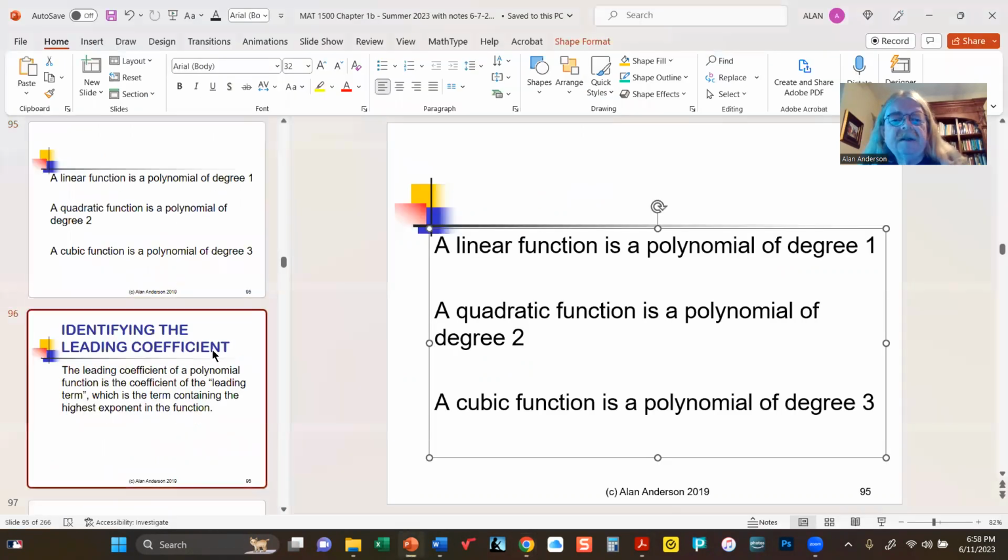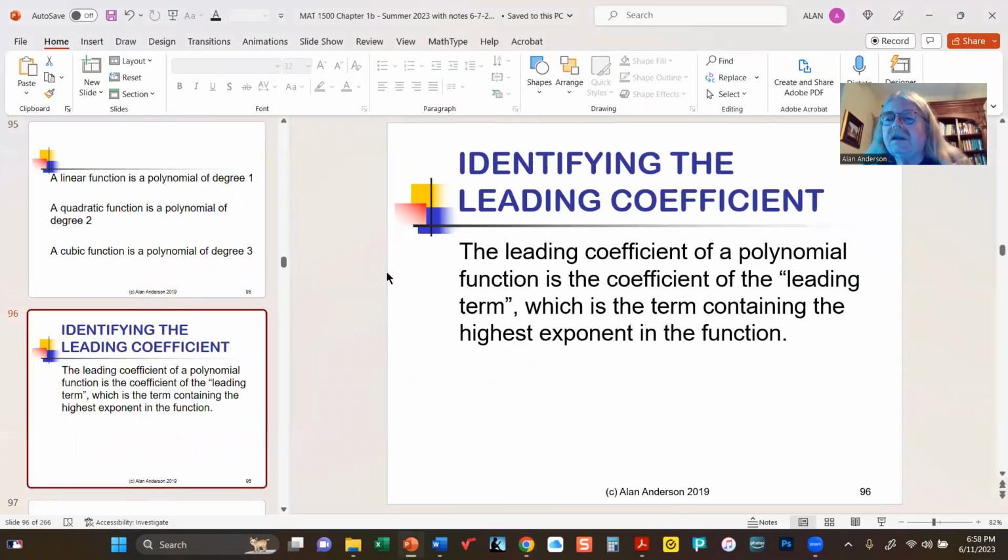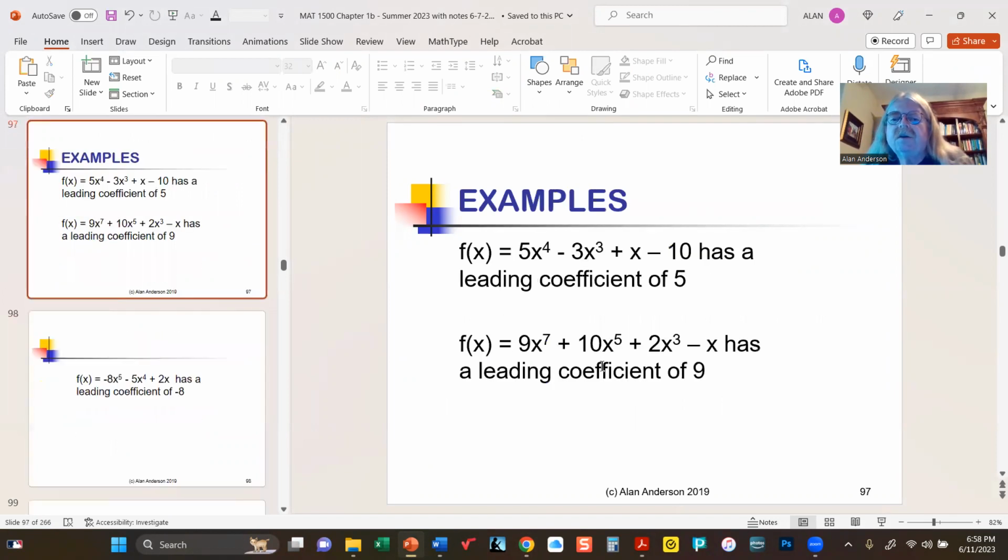Okay, now the leading coefficient is simply the coefficient of the term with the highest exponent. So here, for example, and by the way, this is one of the advantages of writing out polynomials in descending order of exponent. We all know that this is how it's done in practice. You always put the highest exponents first, you work your way down to the smaller exponents and then the constant. Part of the reason for that is so that it's easy to identify, for example, the leading coefficient. Here it's just 5 and here it's 9.